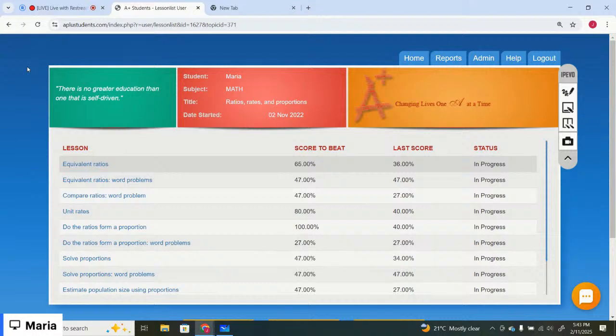So we're working on grade 8 math. The chapter we're working on is ratios, rates, and proportions. The lessons we have covered today are equivalent ratios word problems and compare ratio word problems.